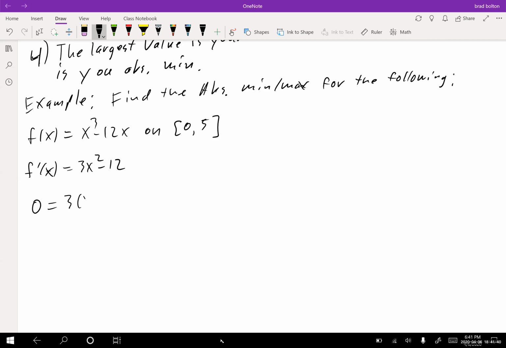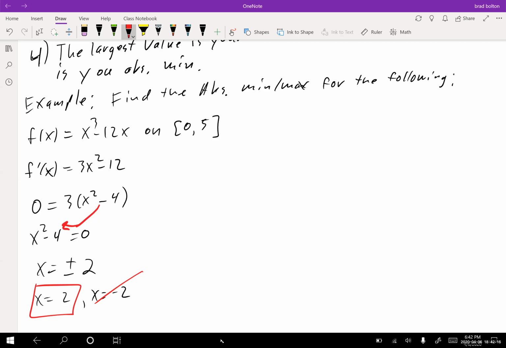So this would be 3 times x squared minus 4. I'm going to take x squared minus 4 and set it equal to 0, all right? And then we have x is equal to plus or minus 2, or you could say x equals 2, x equals negative 2. So these are what I think are my critical numbers, but there's a problem. What's my interval? From 0 to 5. So as it turns out, I cannot use the negative 2. So this is my only critical number.